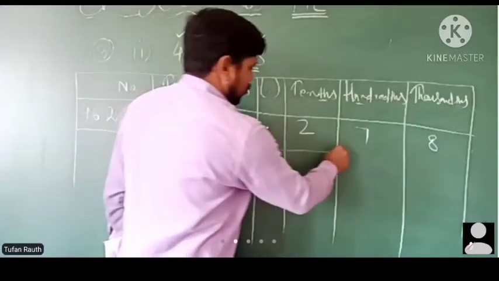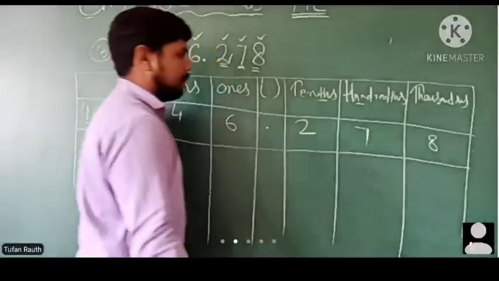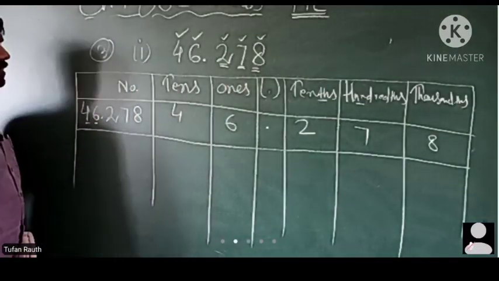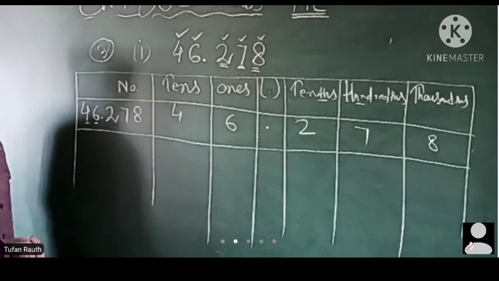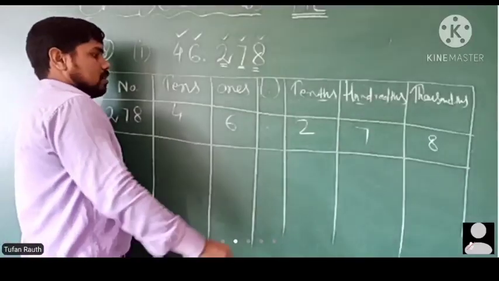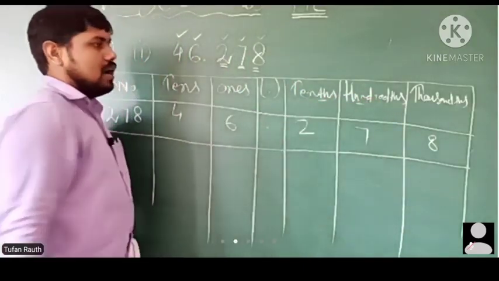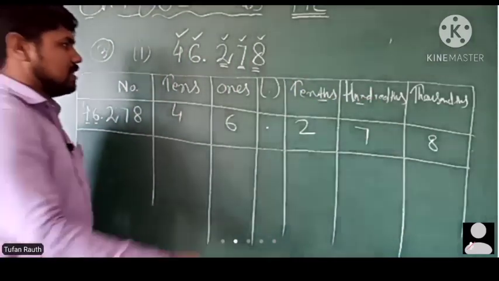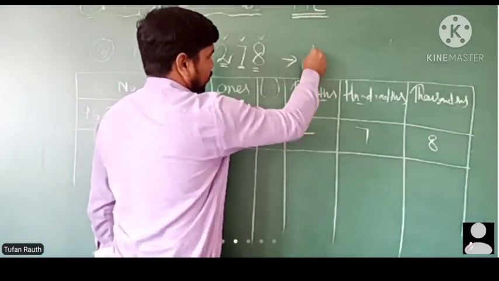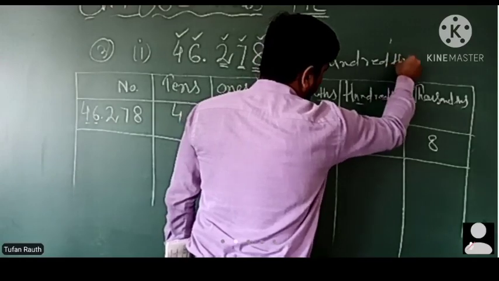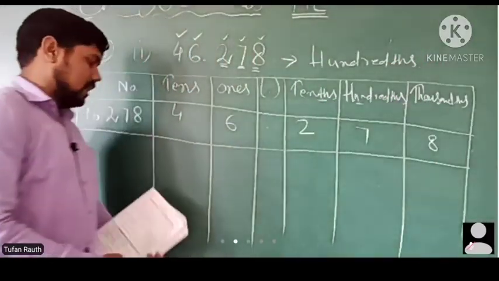So this is the place value chart, you have to prepare the chart like this, and after preparing the chart you have to write the numbers like this, and after that you have to tell the place of 7. So you can see the place of 7 in this number, we have hundredths, okay, so the place of this 7 in this will be hundredths. In the same way you have to check for the other number also.